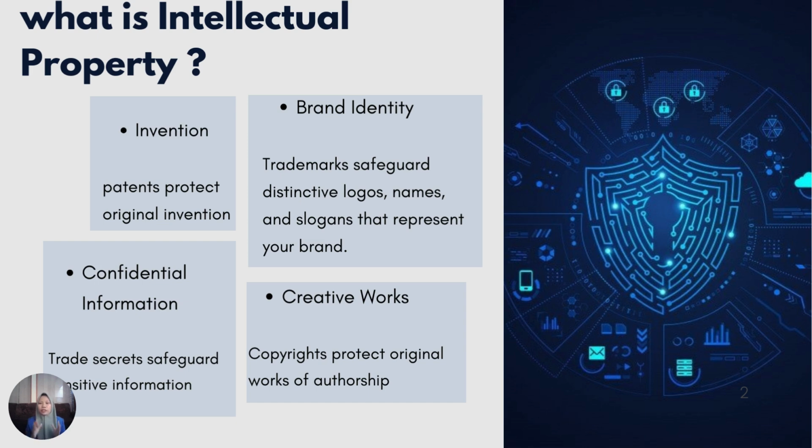Okay, let's dive into what intellectual property is, and then why it's important, and then the challenges it comes with, and how we can manage it effectively. Okay, number one, let's talk about what intellectual property is. Intellectual property can take different forms, and here are the main categories. Number one is invention. An invention is a new product, process, or idea that solves a problem or improves how we do things.